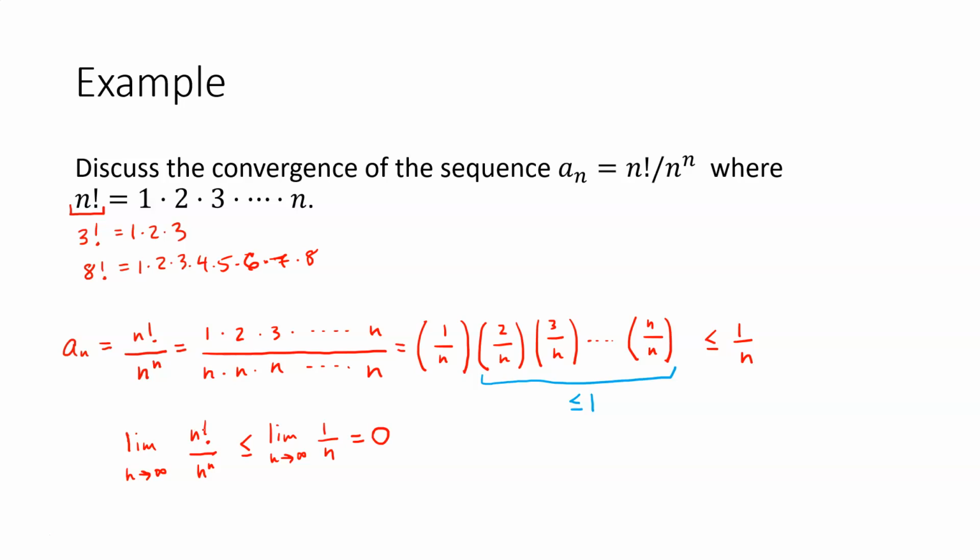And clearly, n factorial over n to the n must be a positive value. So clearly this limit has to be greater than or equal to 0 as well. So we showed that this limit is both less than or equal to 0 and greater than or equal to 0. Therefore, it must equal 0. So it converges, and in this case it converges to 0.